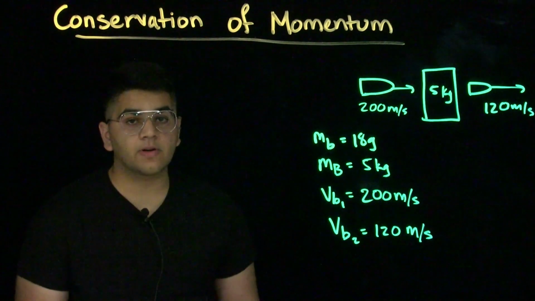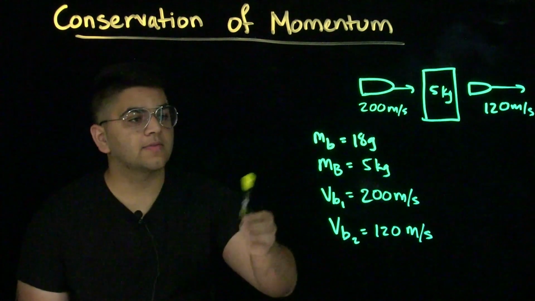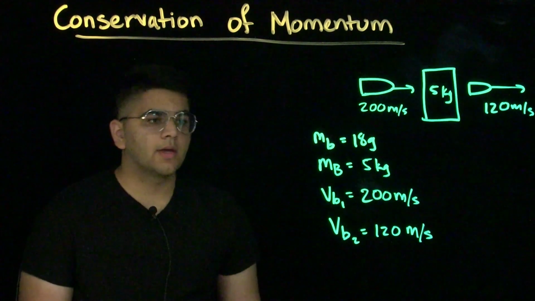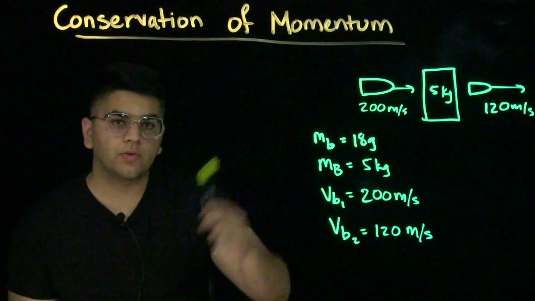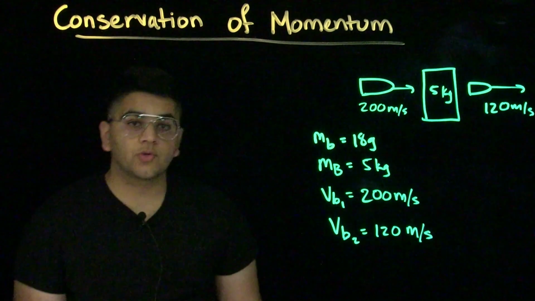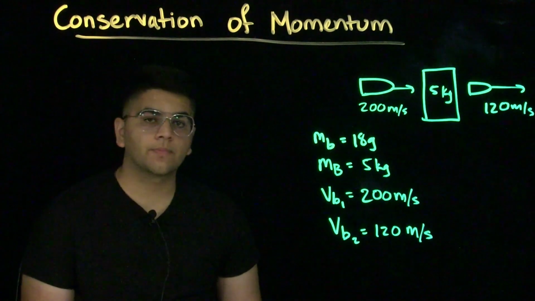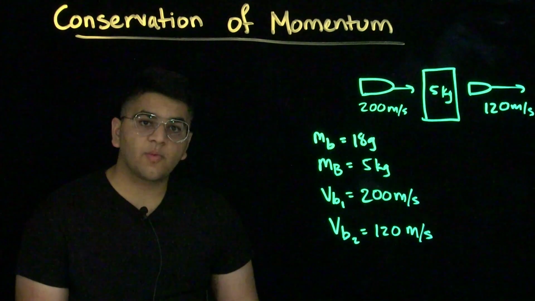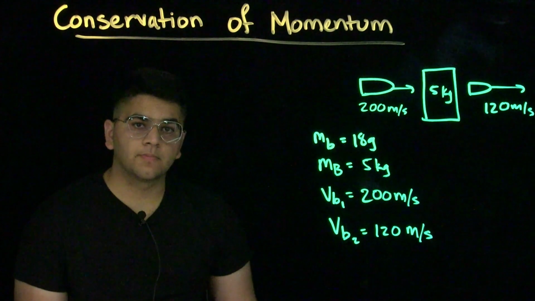So let's look at some of our known values. We know the mass of the bullet is 18 grams. Mass of the box will be 5 kilograms. Velocity of the bullet before, which we will refer to as VB1, is 200 meters per second. And the final velocity for the bullet is 120 meters per second. That is after it comes out on the other side of the box. We'll use conservation of momentum to figure out the velocity of the moving box.